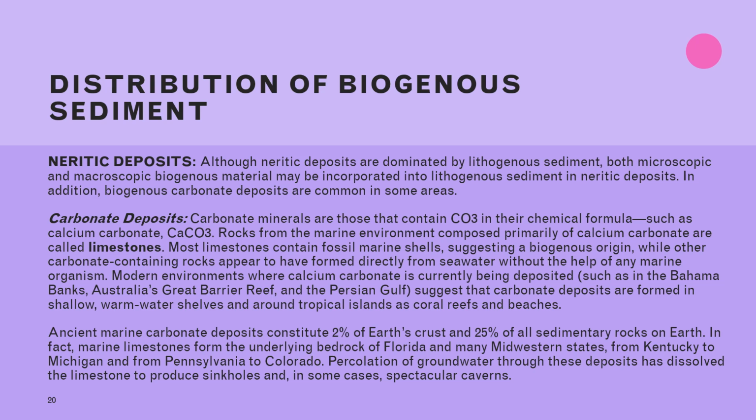Rocks from the marine environment composed primarily of calcium carbonate are called limestones. Most limestones contain fossil marine shells suggesting a biogenous origin, while other carbonate containing rocks appear to have formed directly from seawater without the help of any marine organism. Modern environments where calcium carbonate is currently being deposited, such as the Bahama Banks, Australia's Great Barrier Reef, and the Persian Gulf, suggest that carbonate deposits are formed in shallow, warm water shells around tropical islands as coral reefs and beaches.